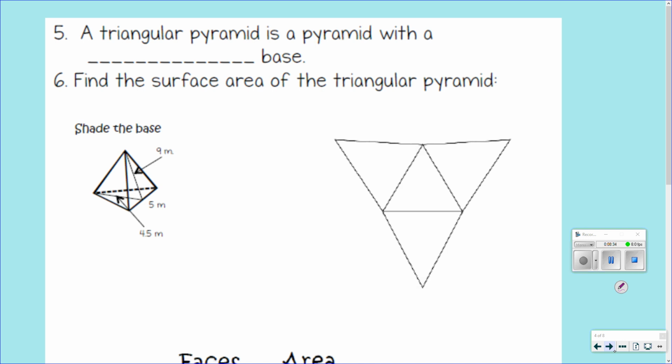So now we have a triangular pyramid, and it's a pyramid with a what base? Triangular. Find the surface area of this triangular pyramid. Okay, so again, here's the net. We do need to bring these dimensions over. This is the trickiest part to me. If they don't have the dimensions on the net, okay, I would start with the base. If it helps, outline it.